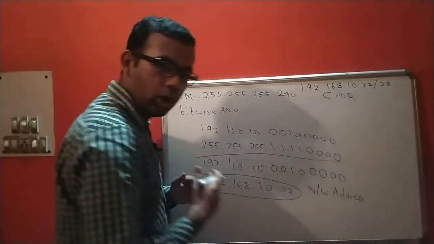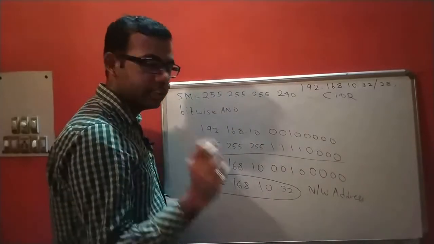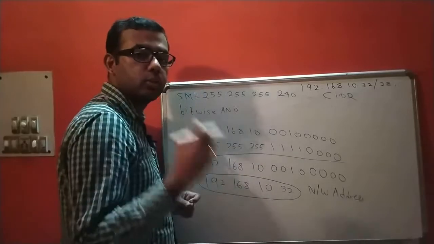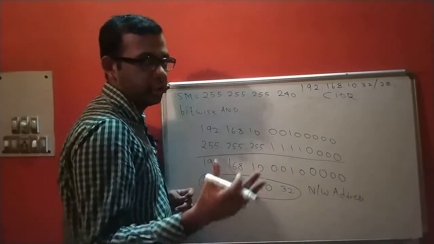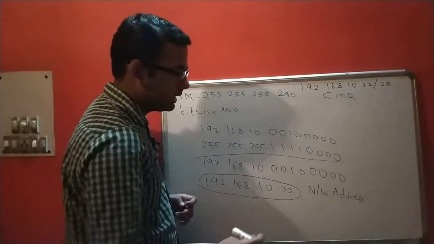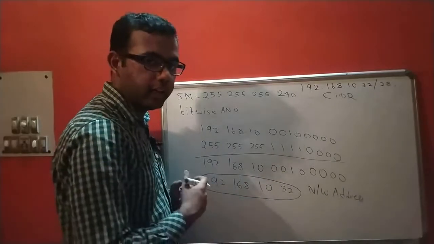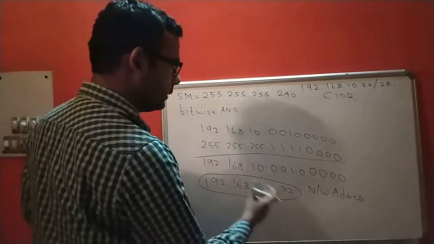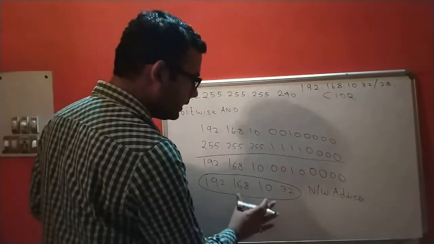Remember, in a block of addresses, the first address is always chosen to be the network address, and the last address is chosen to be the directed broadcast address. I found the network address. Now I have to find the range of hosts. The range of hosts will be very simple to find.